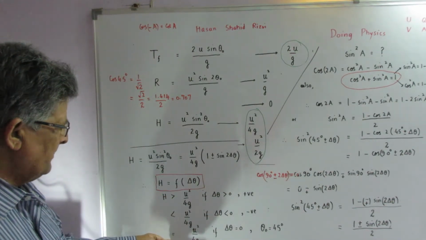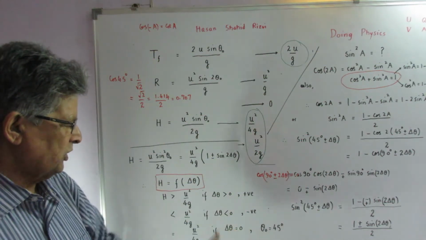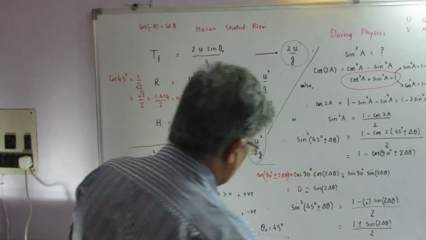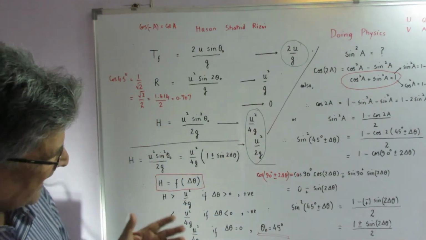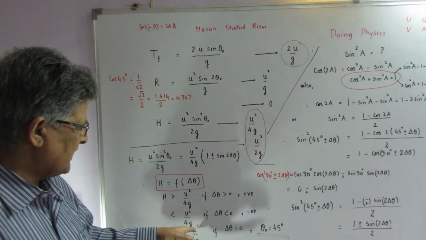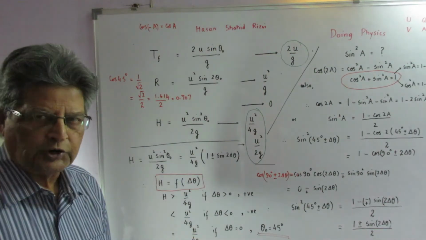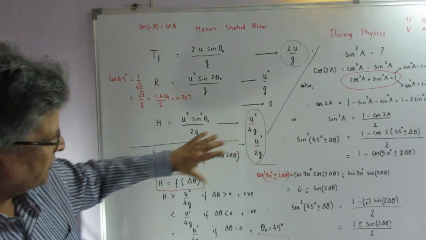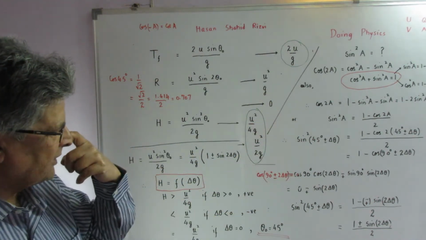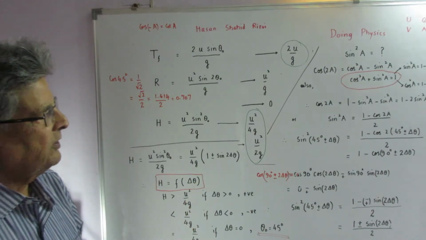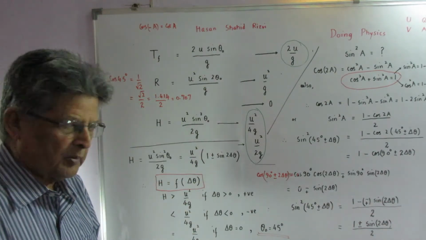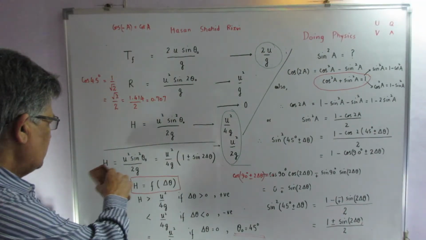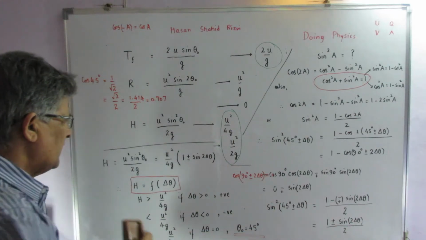And finally, when delta theta is equal to 0, which means that theta naught, the angle of projection, is exactly 45 degrees, then the value that we obtain is u square upon 4g. So in this discussion we obtain a relation like this, and we will go on to discuss more about this condition. So I obtained this set of relations.